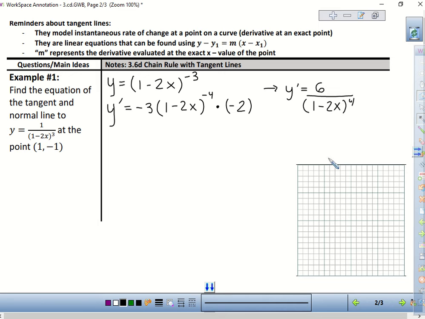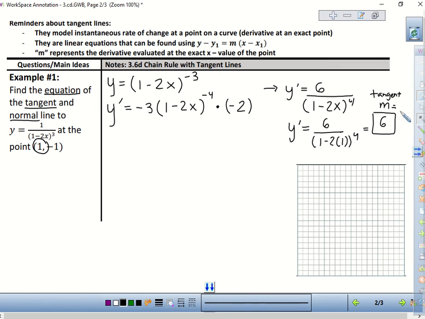And now that we have the derivative, let's see what the question's asking for. It wants to know the equation of the tangent and normal line. So we know that in order to find that equation, we need to know the slope, right? So to find the slope at that given point, we have to plug my x value into the derivative equation. So that's going to be y prime equals 6 over 1 minus -2 times 1 to the 4th, which is going to be -1 to the 4th, which is 1. 6 divided by 1 is just 6. So this is my slope of my tangent line. That's the slope of the tangent line.